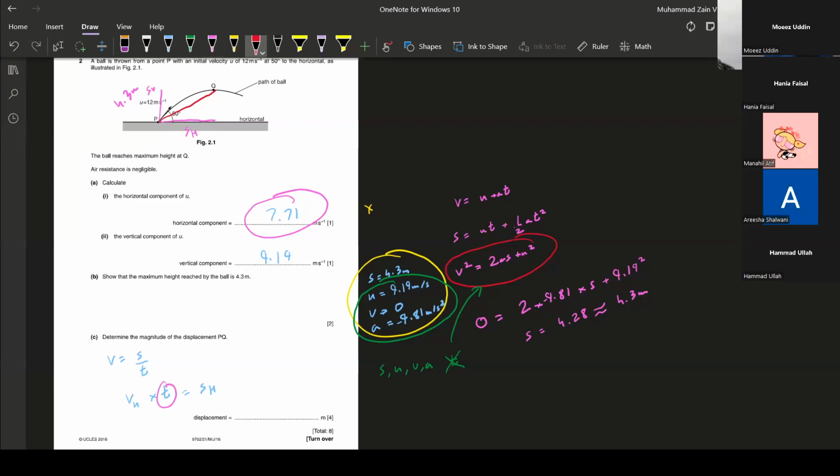How do I do this? I know the vertical velocity at point Q. I use these vertical components and I do this. So what's the vertical velocity at point Q? The final vertical velocity at point Q is zero. So I write zero. And then there's U. U is the vertical velocity at point P. So at point P, the vertical velocity was 9.19. And then its acceleration, which is negative 9.81, times T. So if I use this formula, I'll get T. Can someone tell me the answer for T?